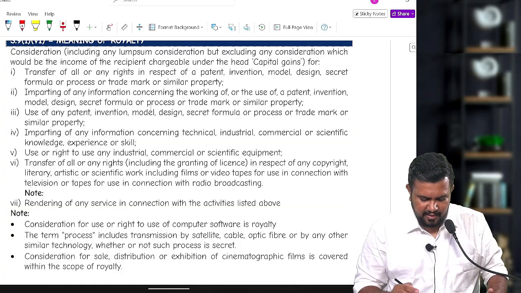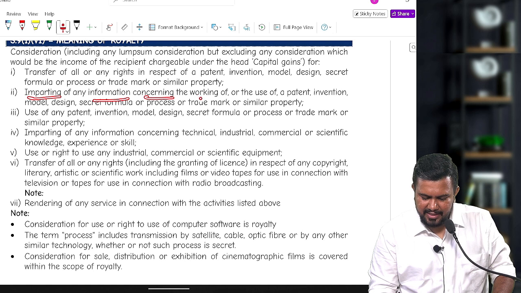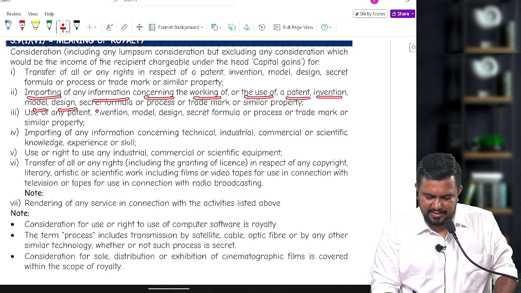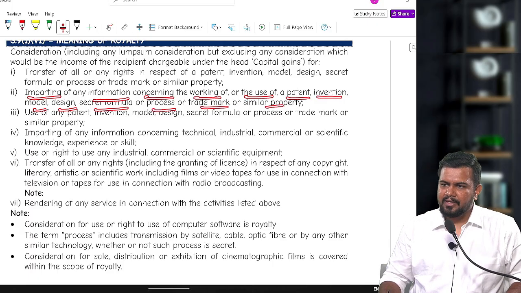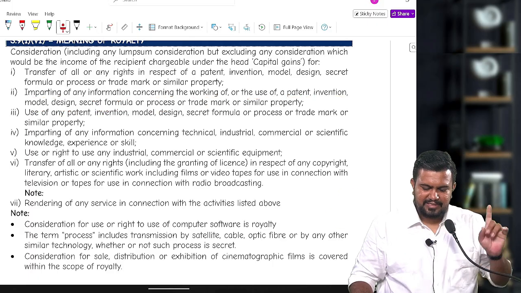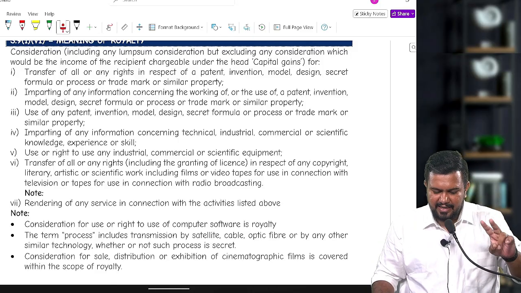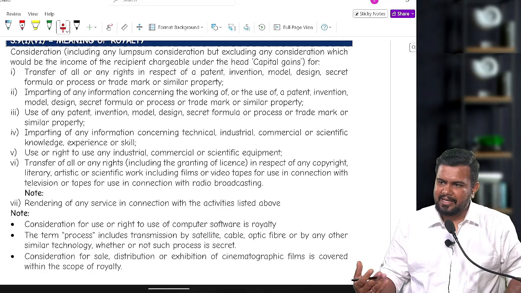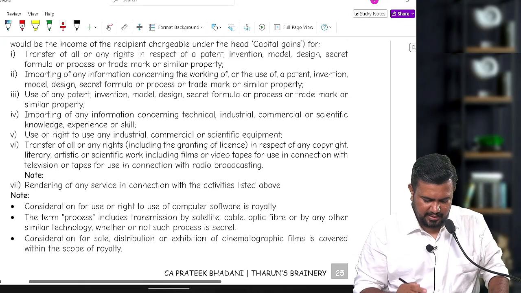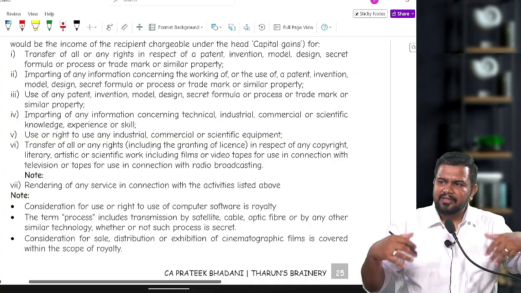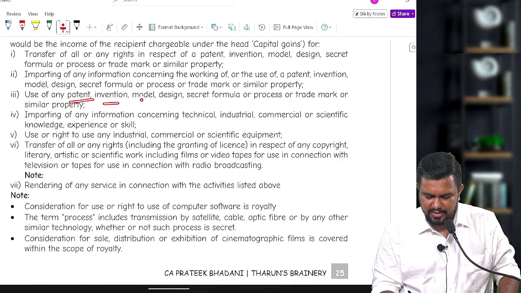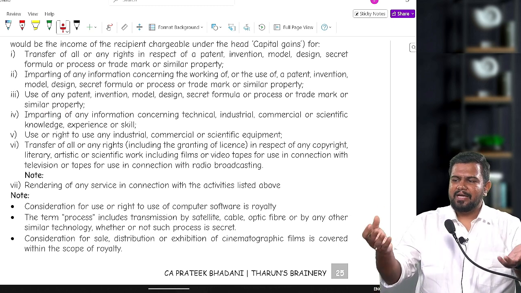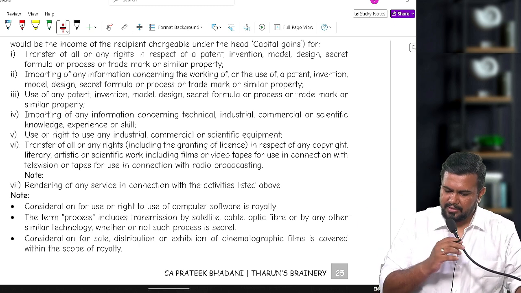Second, imparting of any information concerning the working of or the use of patent, invention, model, design, secret formula, process, trademark, similar property. Regarding all these intangible assets, first you are transferring the rights. Second, you are giving the information relating to the usage of these intangible assets. That is also royalty. And third one, you are allowing the use of the same patent, invention, model, design, secret formula, process, trademark, similar property. You are allowing other people to use and you are getting the money. That is also royalty. So all the three are royalty.